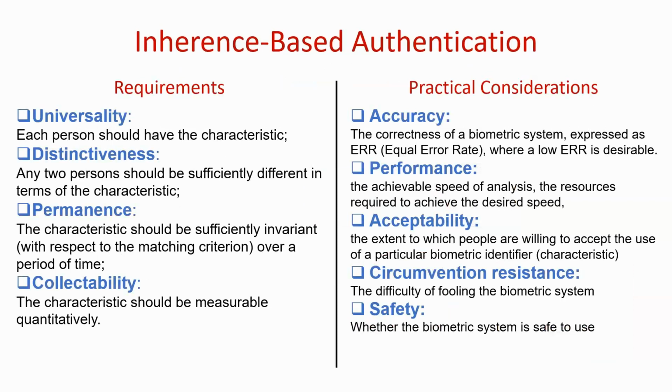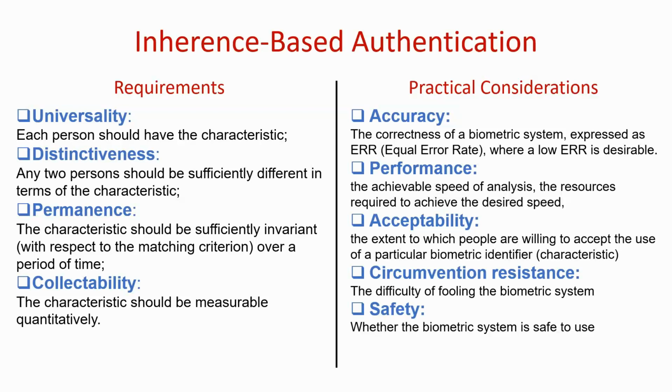For the requirements, the feature that you choose for the user authentication should be universal. That means everyone should have it. For example, everyone has a fingerprint, everyone has facial features. And so you cannot actually choose something that only some people would have and others won't. Also, the features that you choose must be distinct. They must be different significantly or sufficiently from one person to the other. This is the case, for example, with fingerprints. No two people have the same fingerprint, for example, and they should not change with time.